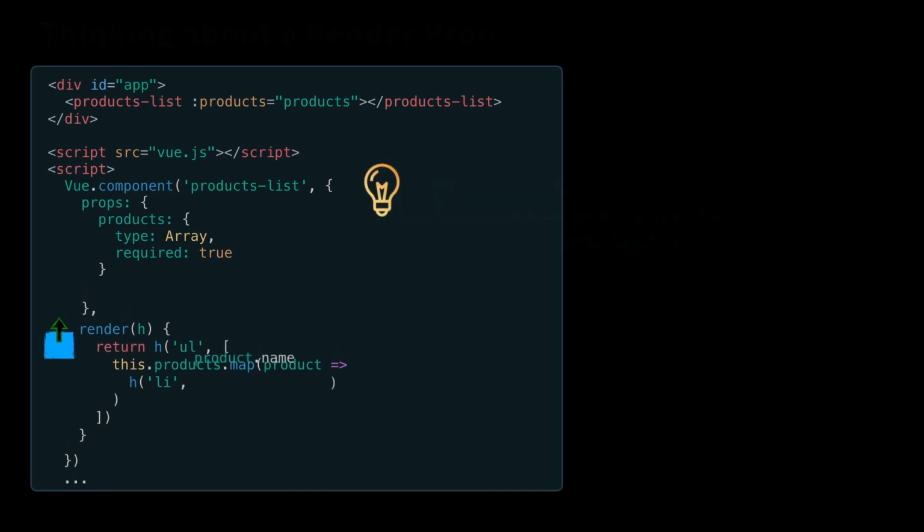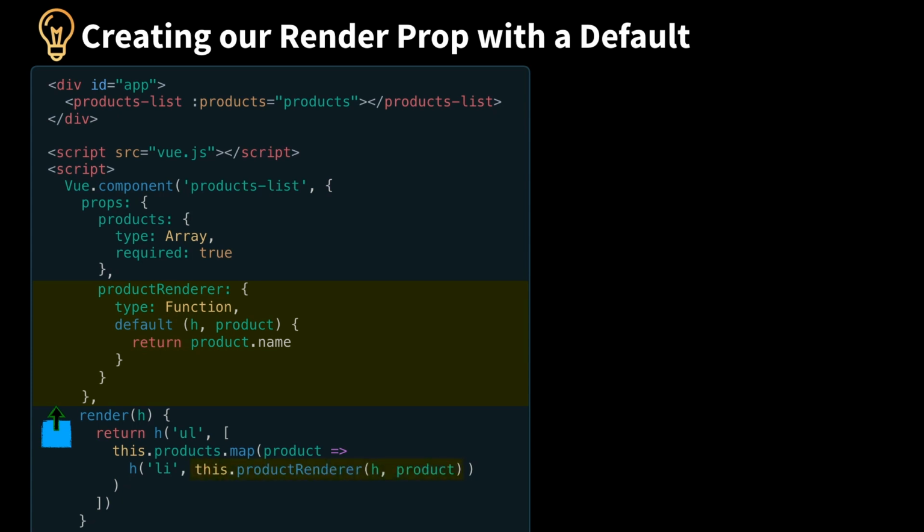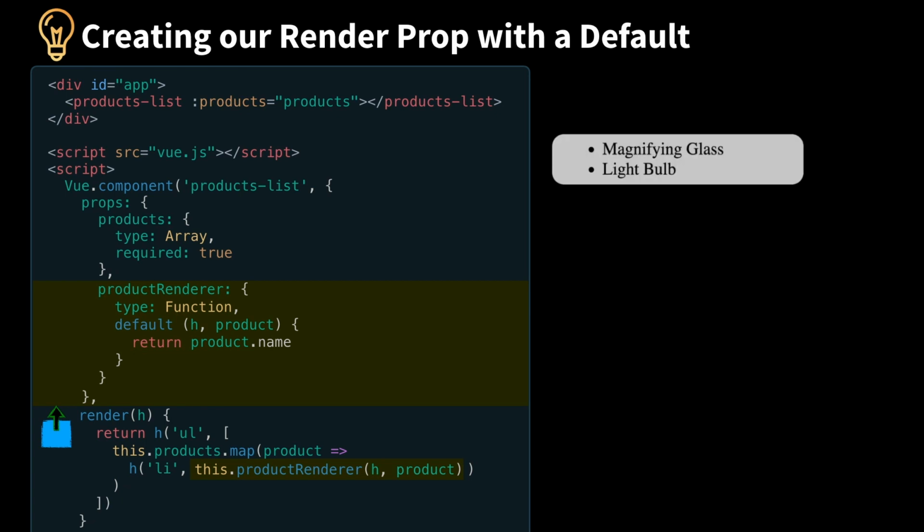So we're going to add a new prop. Let's go ahead and do that right now, called product renderer of type function. This is going to have a default that just prints out the product name, because that's the default we want. Then inside of our render function, we're going to call that product renderer, sending in our h and the product object. This prints out the same thing we started with.